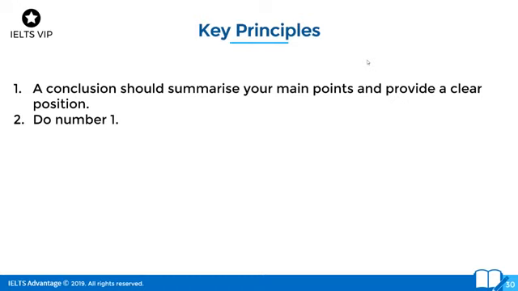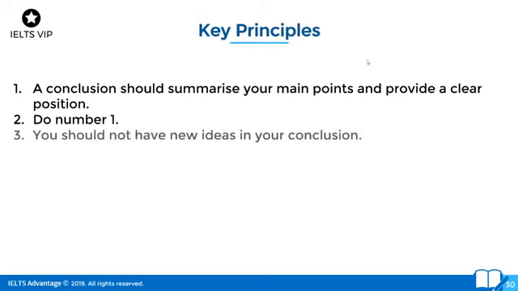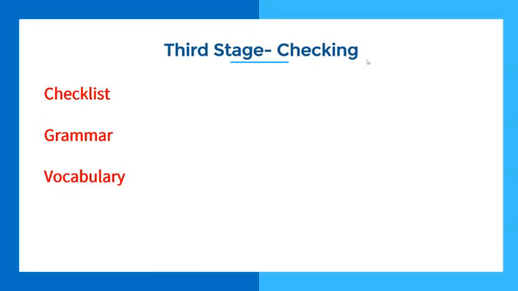Do number one. Just do that. Don't do anything else. And you should not have new ideas in your conclusion. You shouldn't be adding in future predictions and stuff like that. You can do that, but make sure they're actually related to what you wrote about, and just avoid doing it, in fact, because it doesn't actually add anything to your essay. Just keep it simple, follow the basics, follow the fundamentals.